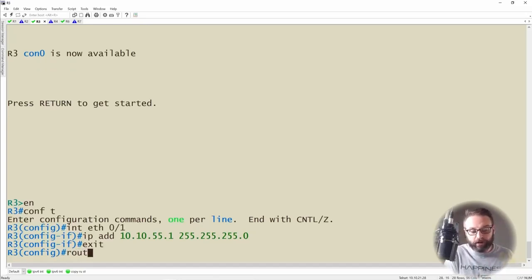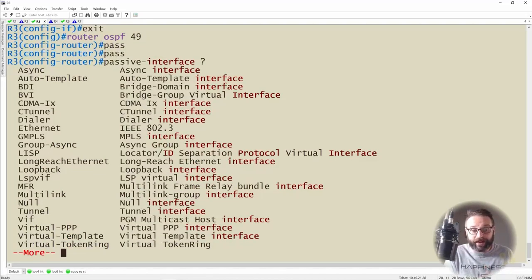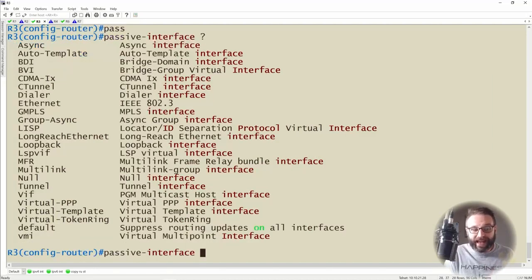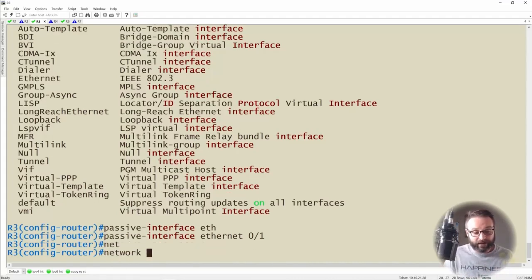So what I'm going to do is go into router ospf, I'm pretty sure I called this 49, and the command that I can run is passive-interface, and then we can simply specify which interface we want to be passive. I'll say Ethernet 0/1. Basically, what this is saying is this interface can participate in OSPF link propagation, but it will never send out a hello packet out of that interface. Therefore, an adjacency will never come up on that interface. Now I can specify my network of 10.10.55.0, 0.0.0.255, area 1.